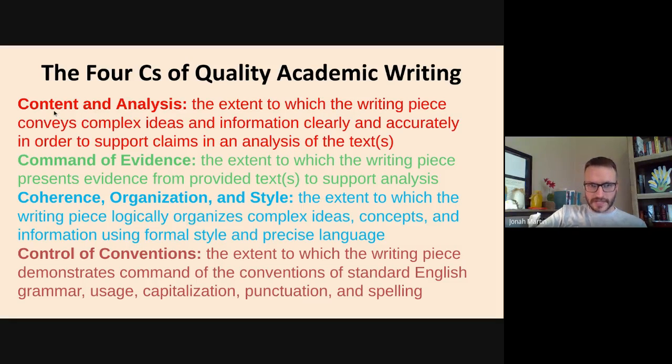So the first category that was on the rubric and the first category that you might see in your comment bank is the category content and analysis. And it says that anytime you write an academic writing piece, your content and analysis is the extent to which your writing piece conveys complex ideas and information clearly and accurately in order to support claims in an analysis of the texts.